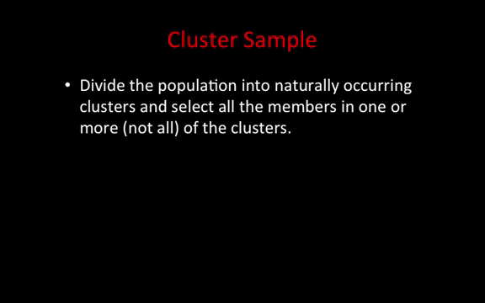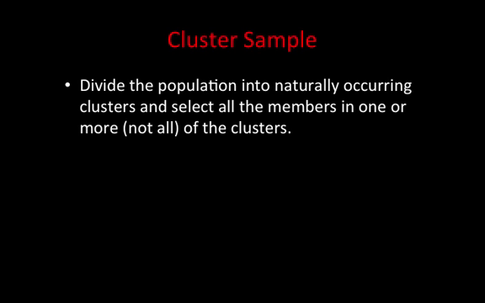The next kind of sampling method is cluster sampling. Cluster sampling is when you take the population and it's in some naturally occurring clusters or groups, then you select all of the members in one or more, but not all of them because then it would be a census, and then you ask all of the members in one of the groups a question, or you survey them.